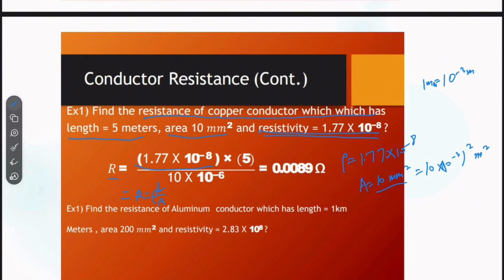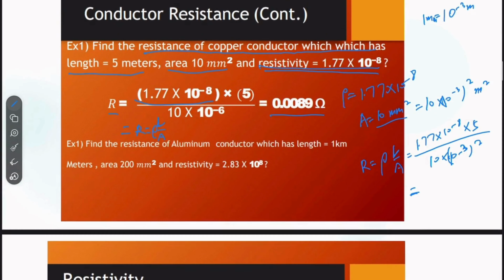Then we just plug the numbers into the formula, rho times L over A. Rho is 1.77 times 10 to the minus 8, times the length, which is 5 meters, divided by 10 times 10 to the minus 3 square. Then we get the resistance, which is 0.0089 ohms.